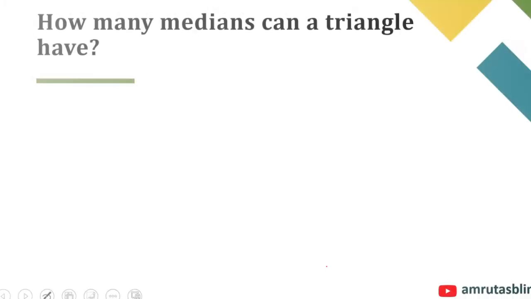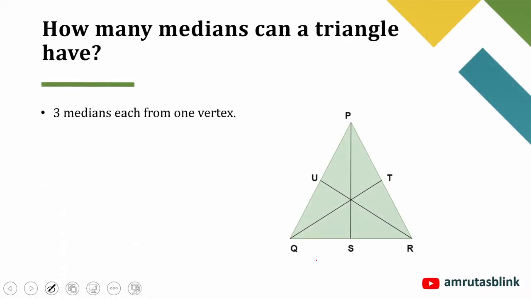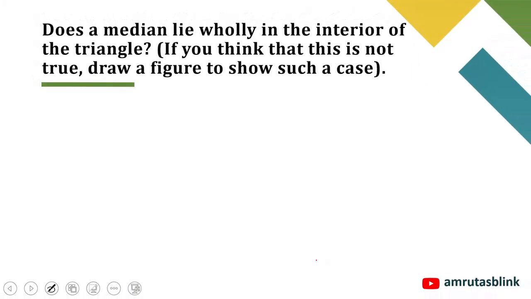So obviously there will be 3 medians for any triangle as there are 3 vertices. How many medians can a triangle have? Just now we have discussed that a triangle can have 3 medians. For example, in the given triangle PQR, PS is the median, QT is the median and RU is the median. Does a median lie wholly in the interior part of the triangle? If you think that this is not true, draw a figure to show such a case.